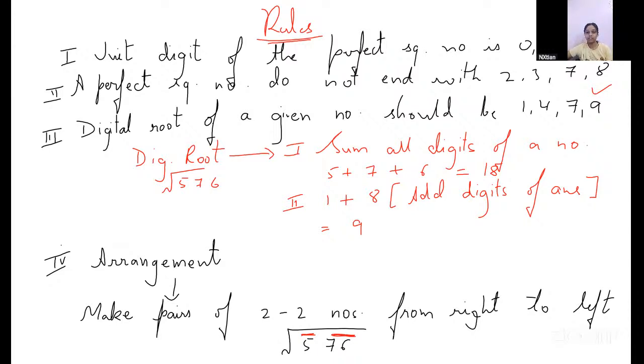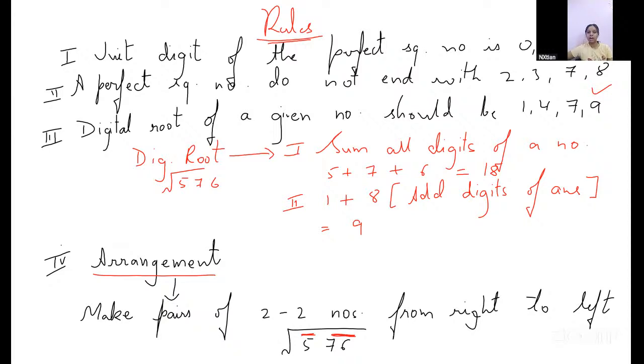So this is used in the sutra calculation. This fourth part, the arrangement, is used in the process of the sutra when we calculate. So these are the four things that you have to keep in mind. How many pairs have to be made?